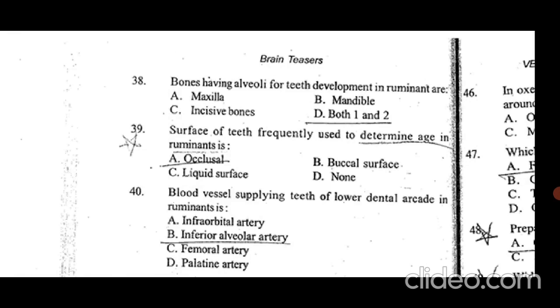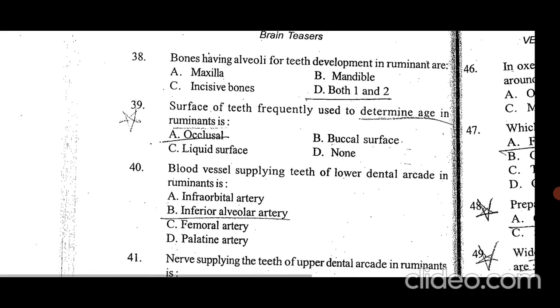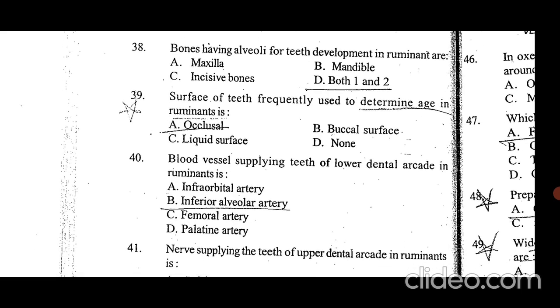Bones having alveoli for teeth development in ruminants are the maxilla and mandible. Maxilla and mandibular bones have alveoli for teeth development in ruminants. The surface of teeth frequently used to determine age in ruminants is the occlusal surface. Occlusal surfaces are used to determine age in ruminants, and the maxilla and mandible bones have alveoli for teeth development in ruminants.